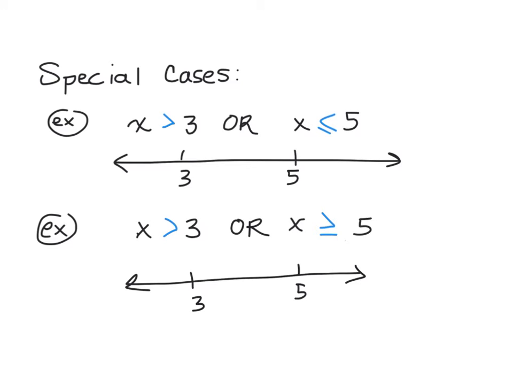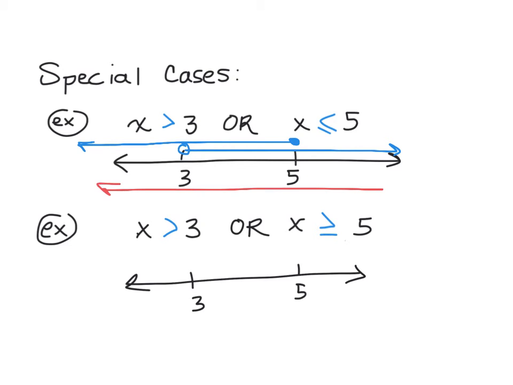Here's another one. X is greater than 3 would go all the way this way, or x is less than or equal to 5 would go all the way this way. I have overlap here, but again, this is an or statement. I don't care that I have overlap. Anything that's covered on the number line is part of the solution set. So my final answer would be, in this case, everything is covered. This would be all real numbers.